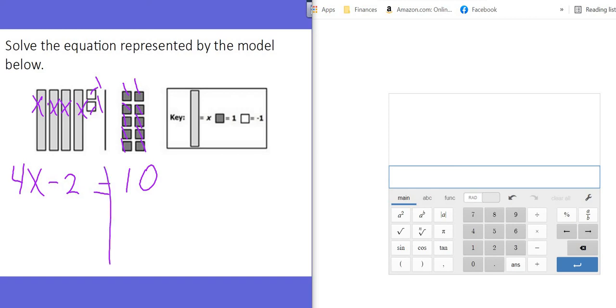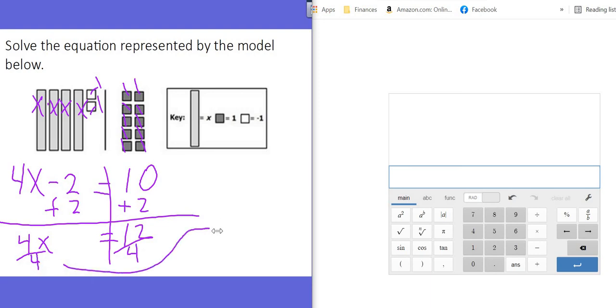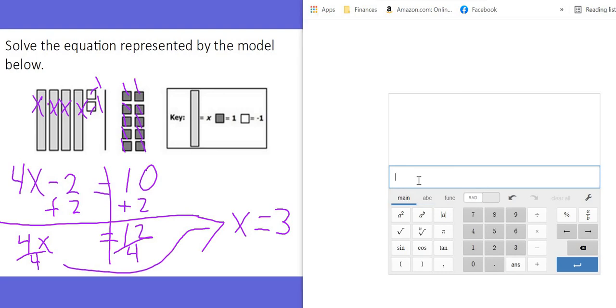So I'm going to put my thumb over that 4x. All I see is a -2, so I'm going to add 2 to each side. That leaves me with 4x equals 12. So 4 and an x together means they're being multiplied, 4 times x. So we're going to divide each side by 4, and that leaves me with x equals 3. Of course, you can use Desmos for that, but I am going to use Desmos to check myself. So 4x minus 2 and x equals 3, which gives me 10, which is exactly what I started with.